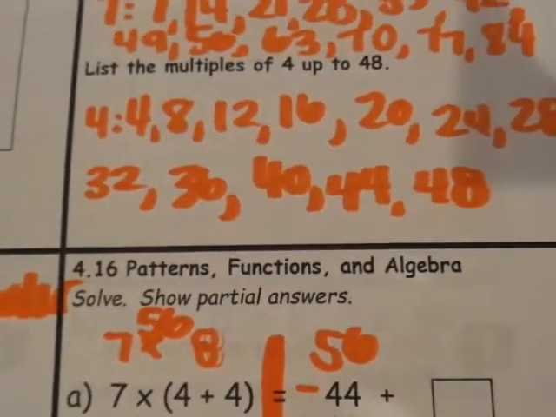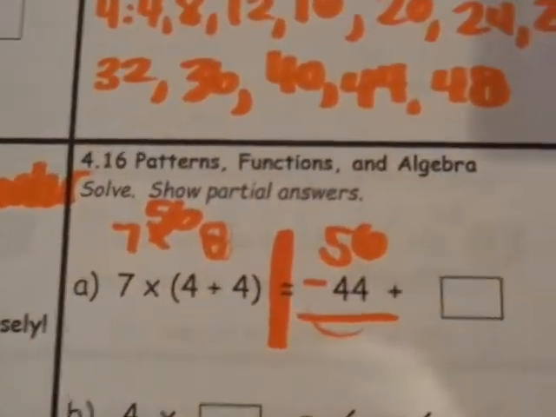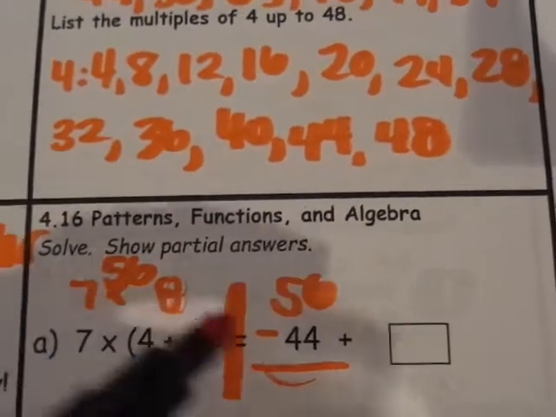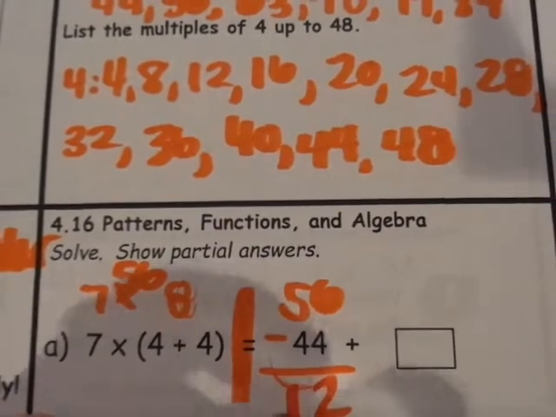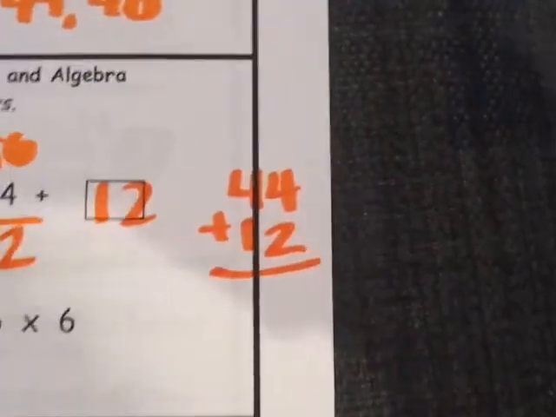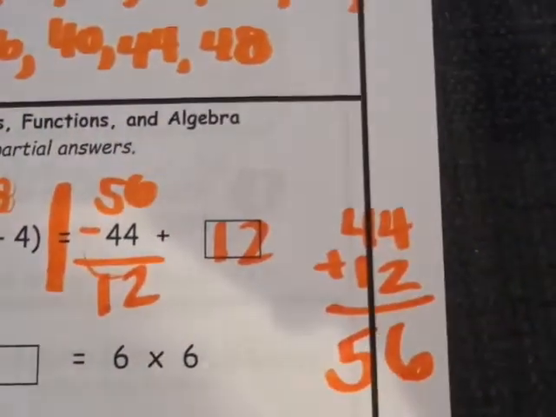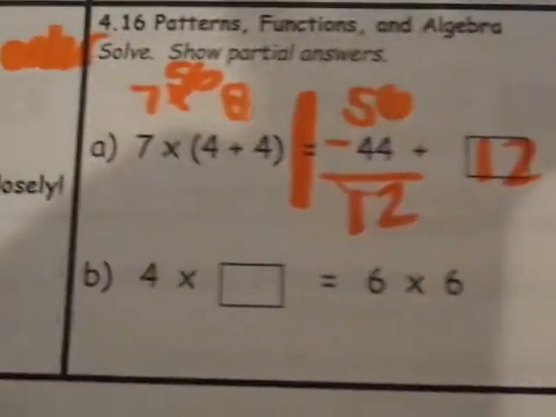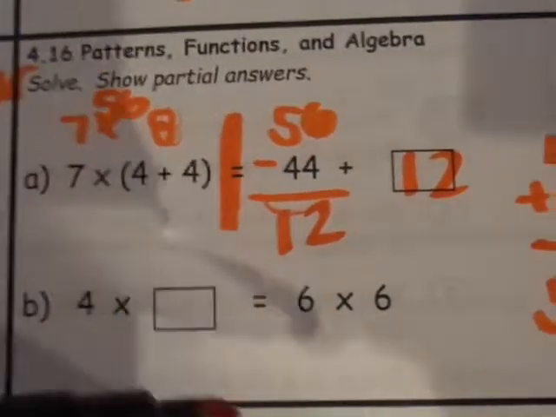So now I have to figure out what plus 44 is going to get me to 56. A way I can solve that is by subtracting the two numbers. 6 minus 4 is 2. 5 minus 4 is 1. So that blank is 12. And if I were to add 44 plus 12, if I'm correct, I should get 56. 4 plus 2 is 6. 4 plus 1 is 5. I'm correct.